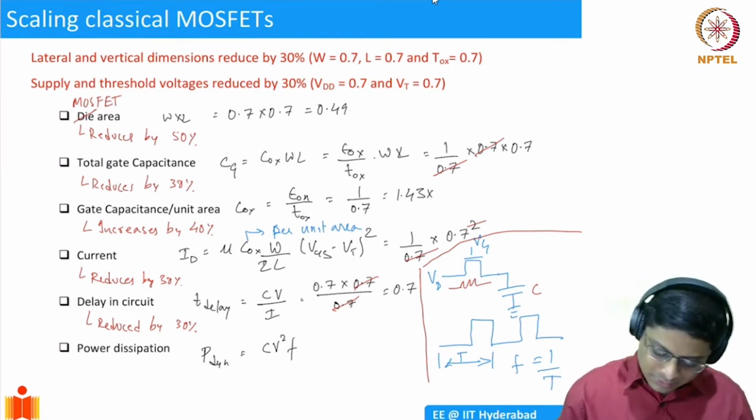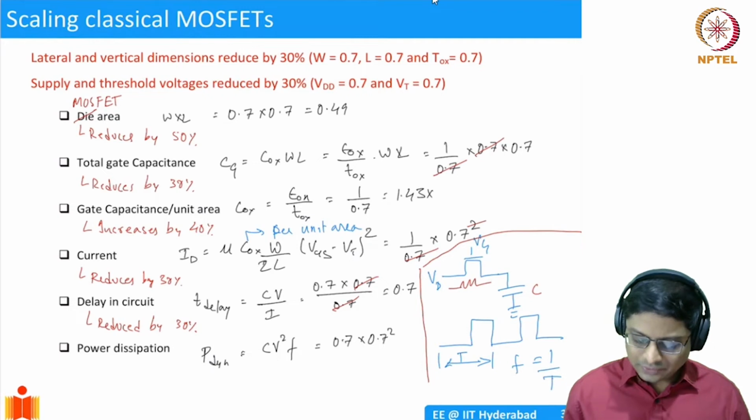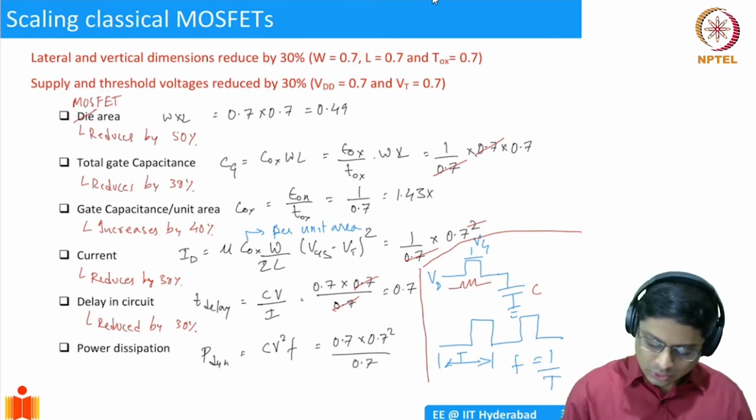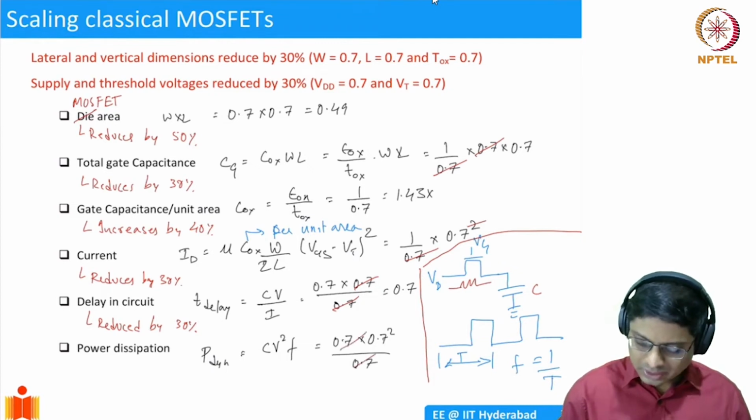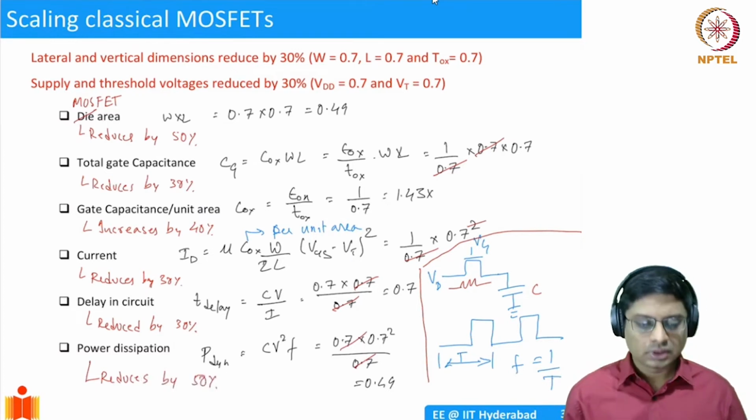So what happens to this parameter? Well, C is reduced by 0.7, voltage is 0.7 square, and F is basically 1 over T, so this will be divided by 0.7. What you end up getting is that this is scaled by 0.49. So power dissipation reduces by 50%.